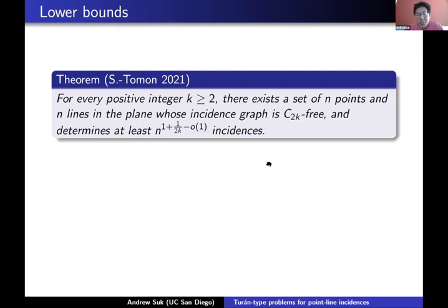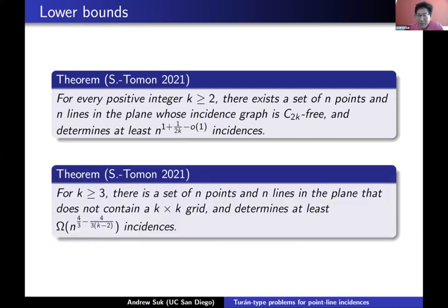So that would be the construction of n points and n lines whose incidence graph is C2k free and determines at least this many incidences here. And by basically following the exact same argument where you start off with the standard construction, apply the key lemma to show that there's very few k by k grids, and then apply the probabilistic argument, this is exactly how you get this construction here of n points and n lines that doesn't contain a k by k grid and determines at least this many incidences here.